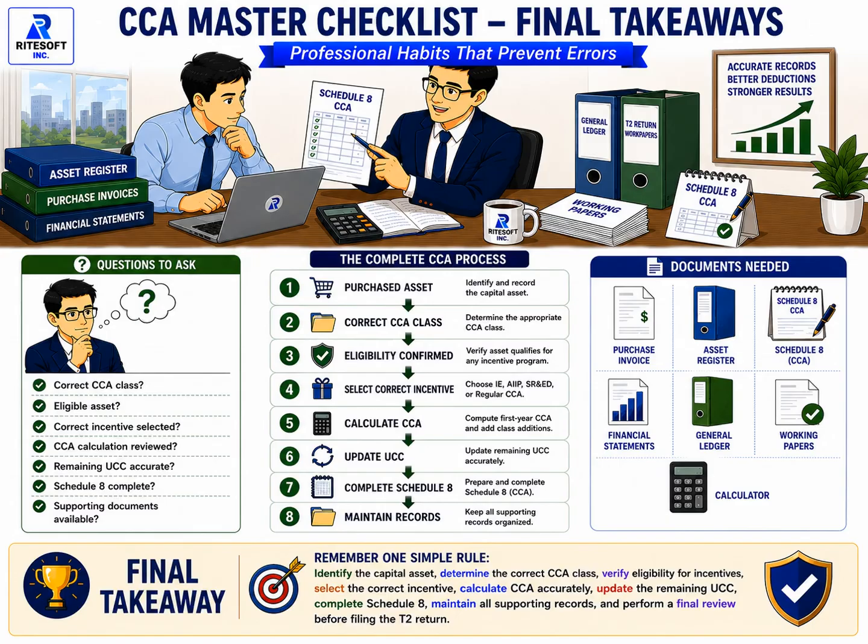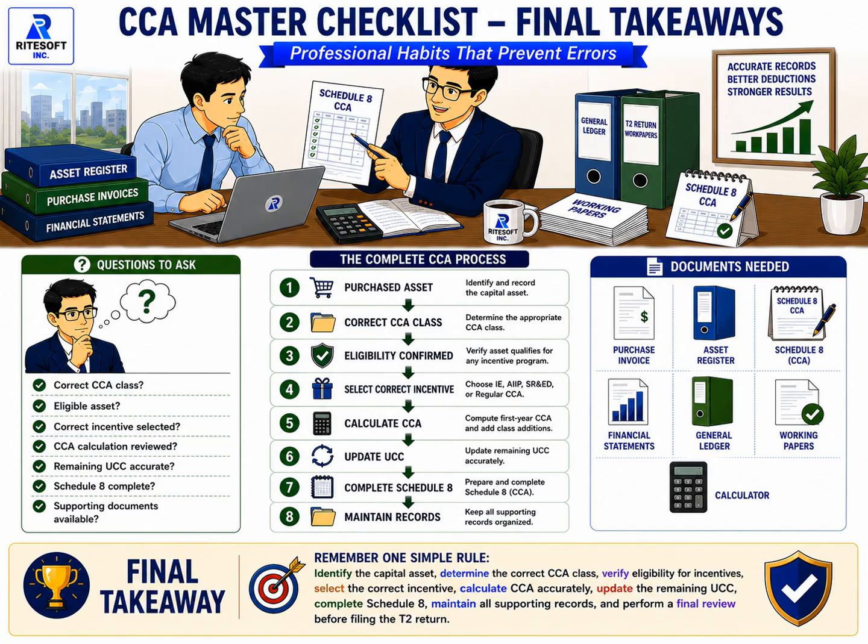Throughout this Schedule 8 chapter, we've learned that preparing capital cost allowance is much more than completing a tax form. It is a structured process that requires careful planning, accurate calculations, and complete supporting documentation. Let's summarize the professional habits that help prevent errors. Everything begins with identifying the capital asset. Before anything else, determine whether the item is truly a capital asset or simply a regular business expense. Only capital assets are included in the capital cost allowance system.